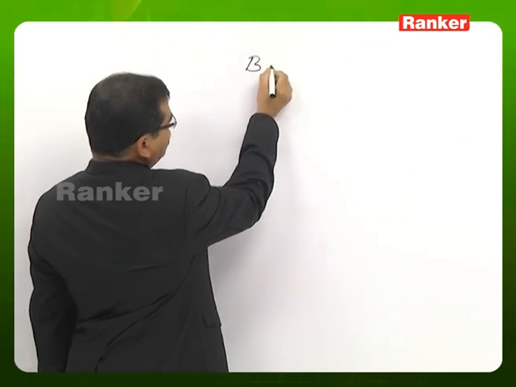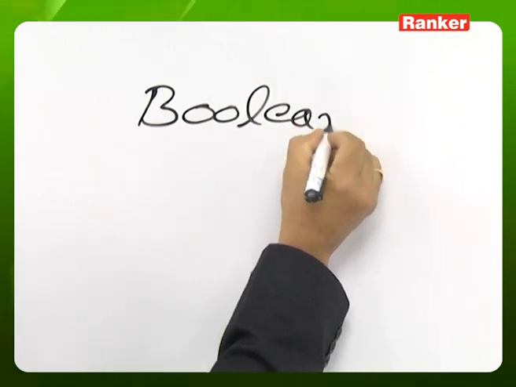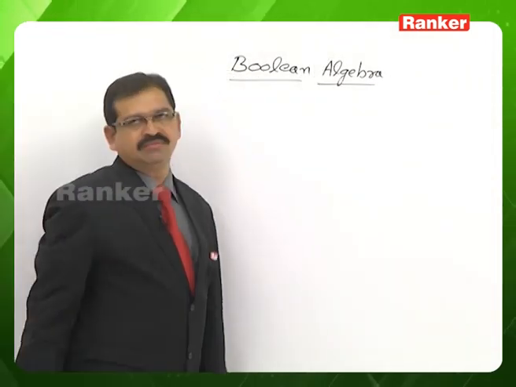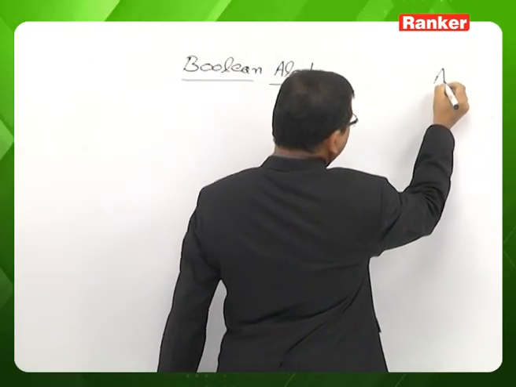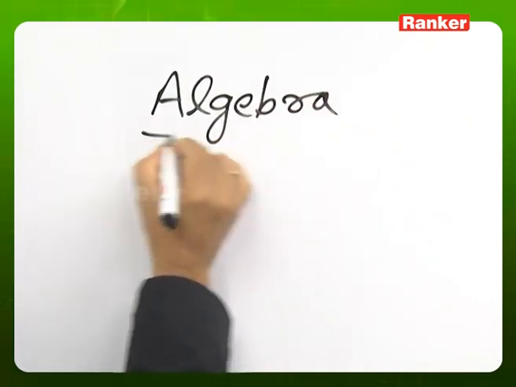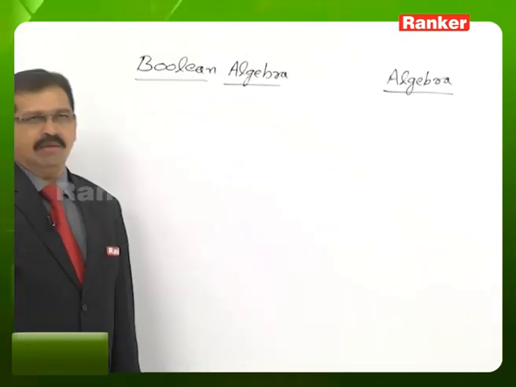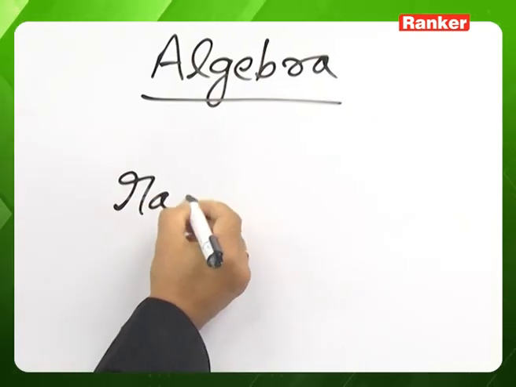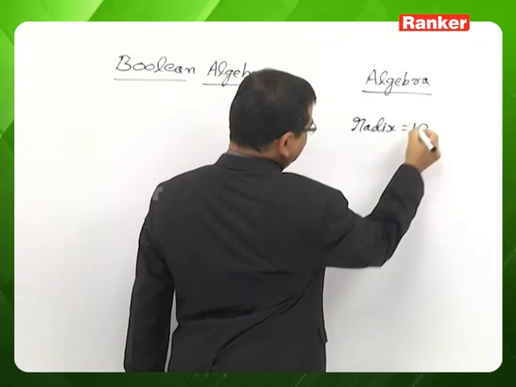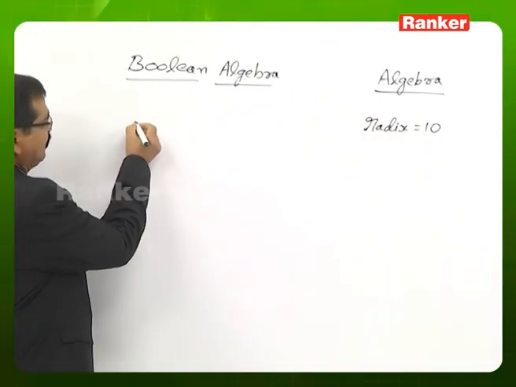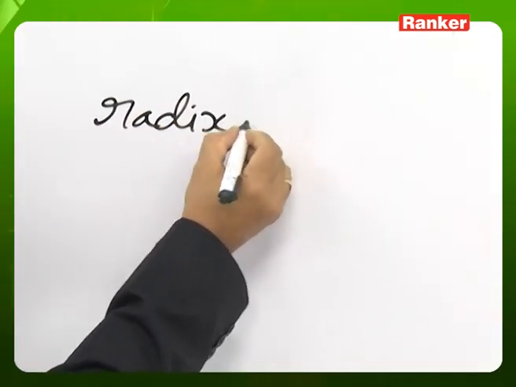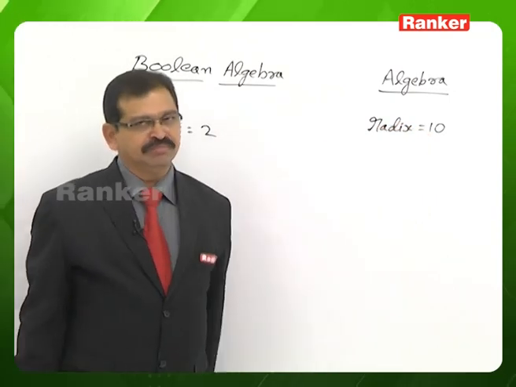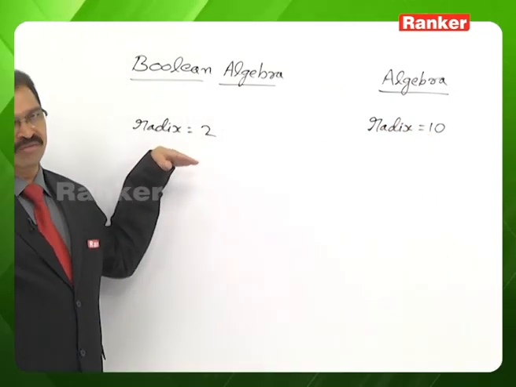So, as I said, we need to start the subject with this topic, Boolean algebra. If you look at the difference between Boolean algebra and the conventional algebra you learned in schooling, the difference is based on the number system. The conventional algebra is based on the number system which has the radix, the base, as 10, whereas Boolean algebra has the radix, the base, as 2. So the conventional algebra is based on the decimal number system, whereas Boolean algebra is based on the binary number system.